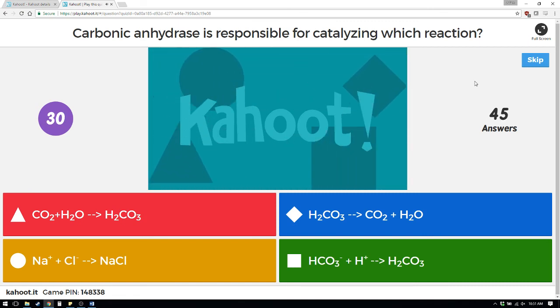Carbonic anhydrase is really important. We're talking about things like altitude sickness. You can take medications for that. It'll come up in glaucoma, diuretics. So this is an important enzyme that will come up again and again.